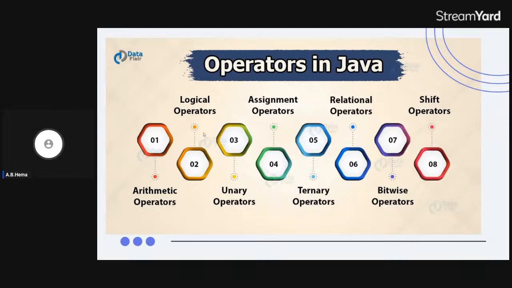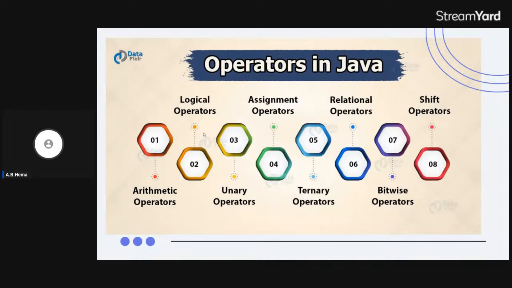Next, we have unary operators, which only perform operations on a single operand. We have operators like increment operators, decrement operators, and unary plus and negative operators. We have also post increment, pre increment, post decrement, and pre decrement operators.